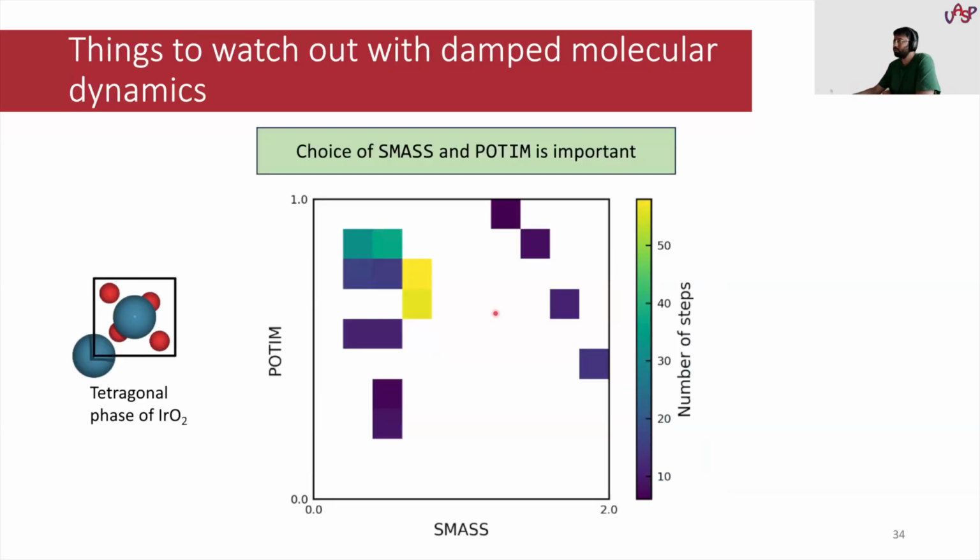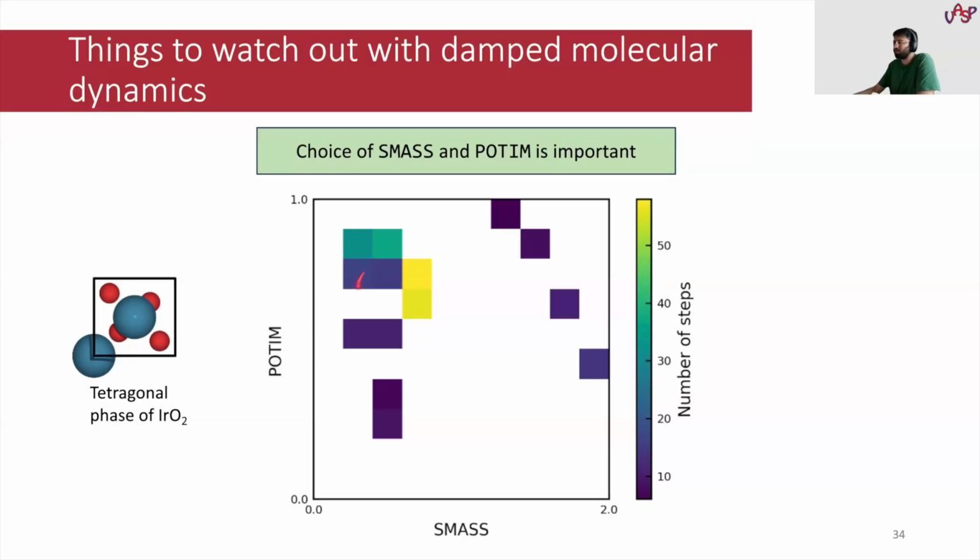Note that the choice of SMASS and POTIM, so friction and step size, is particularly important. I do this in an extreme example where I take a relatively simple system and traverse the different step sizes from 0 to 1 and the different frictions from 0 to 2. And I illustrate how many steps it took to converge, if it did. So why it blew up, it diverged. So it's the worst possible case.